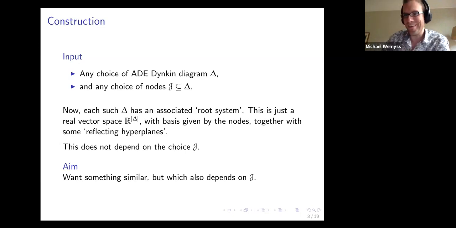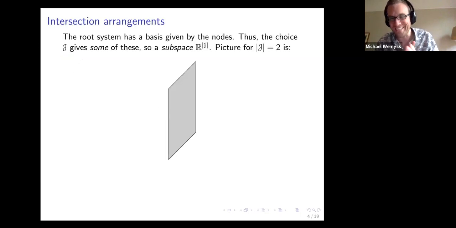Okay, so the next slide. Here's my artist's impression of what this might look like. Bear in mind, if we're doing E8, we're inside R^8, which is somewhat difficult to draw. So I'm just going to draw you a three-dimensional picture because that's easier somehow. The root system has a basis formally just given by the nodes. So if we've got E8, we're inside R^8. If you choose some of the nodes, you get some of the basis. In particular, if you choose some of the nodes, you get a subspace inside the root system.